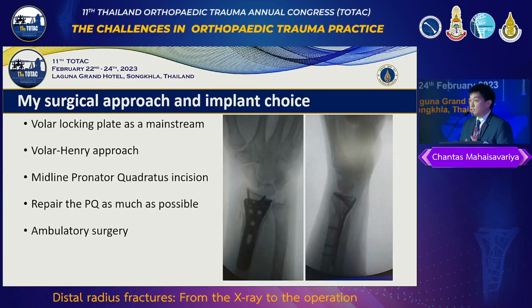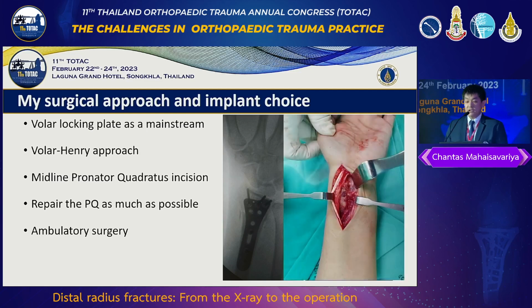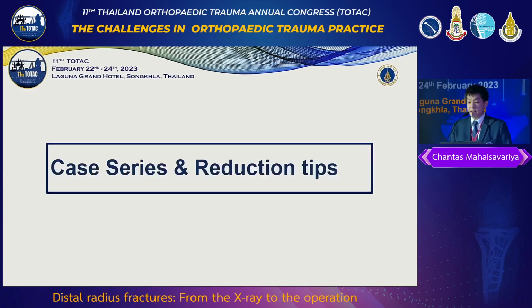For my surgical approach and implant of choice, I use the volar locking plate as the mainstream, and I use the volar Henry approach. I incise the pronator quadratus in the midline and repair it as much as possible. I usually do this case as ambulatory surgery, so the patients go home after the surgery. After they are in the recovery room for about two hours to observe vital signs, they go back home. This is the quality of the PQ that I repair to cover all the plate and decrease the hematoma.